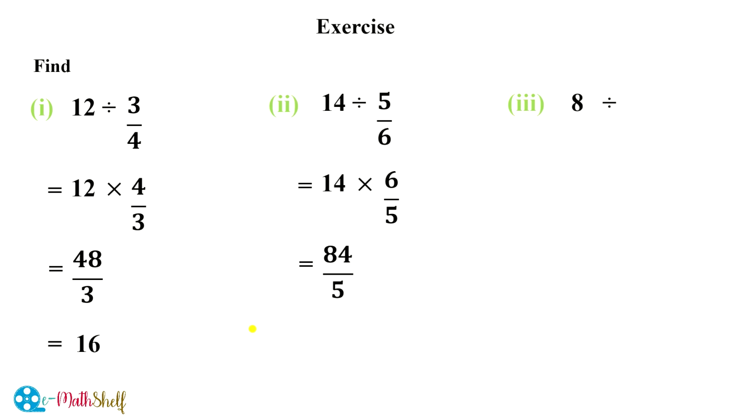Let us take another example. We have the whole number 8. We need to divide the whole number 8 by the fraction 7 upon 3. So we will take the whole number as it is. We will convert the division sign into multiplication and we will take the reciprocal of the divisor, that is the fraction 7 upon 3. We know that the reciprocal of 7 upon 3 is 3 upon 7. Now we will multiply 8 with the number 3. 8 into 3 will give us 24. The denominator will remain as it is. So the solution is 24 upon 7.